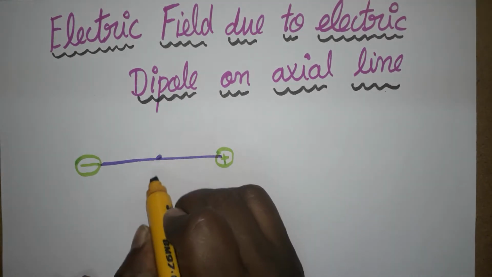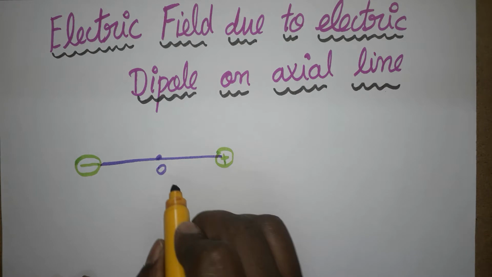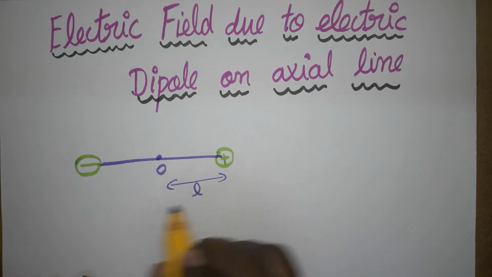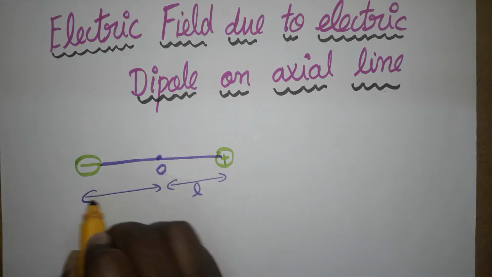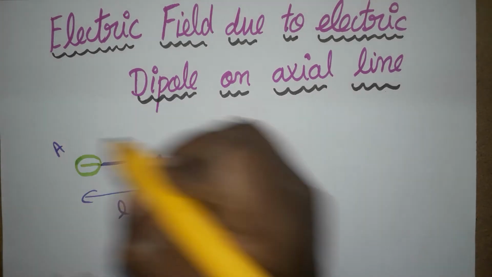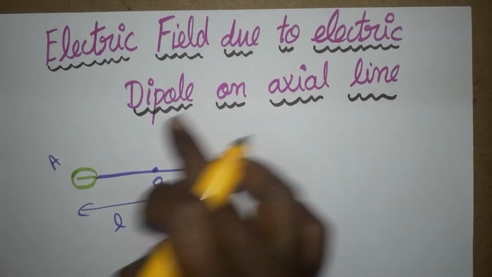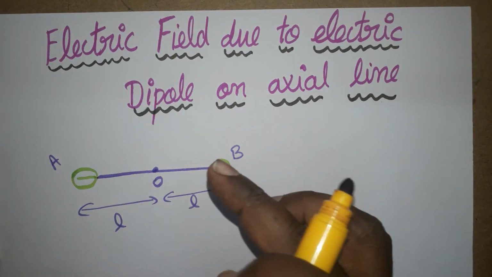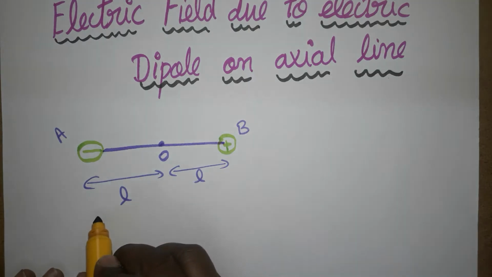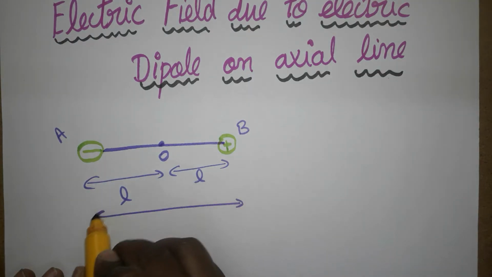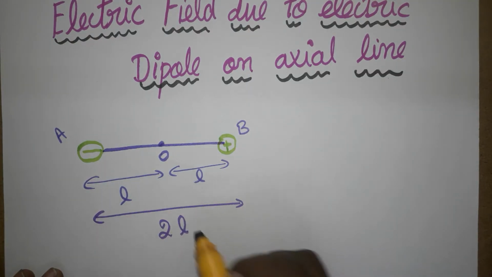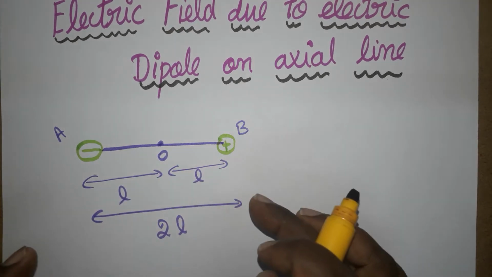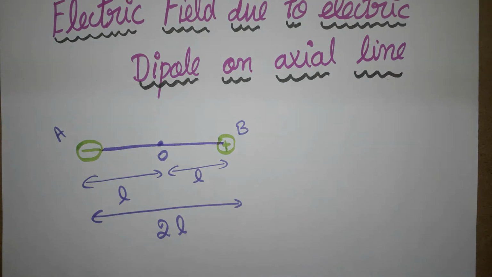This is the center O. I am taking the center as point O. From here it is distance L, and from here it is distance L. This is A, this is B. An electric dipole is two equal and opposite charges separated by a small distance. The distance between the two charges I am taking as 2L. HCl is an example.